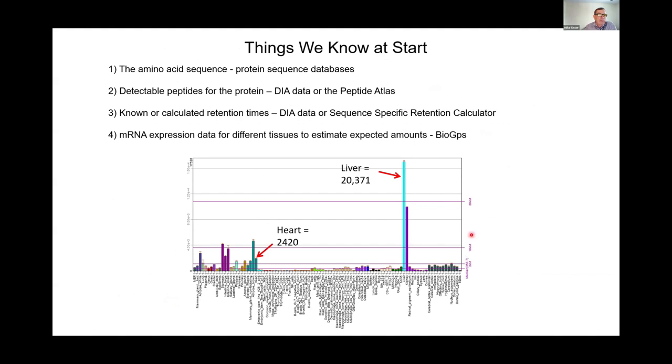Just a little reminder that this is what I mean by the BioGPS. Again, this is this protein ACOX-1 I'm featuring throughout this. It's about 10 times more abundant in liver than it is in heart. And so we have access to liver tissue, and that's where we would develop the method, and it makes the method development go much more easily.